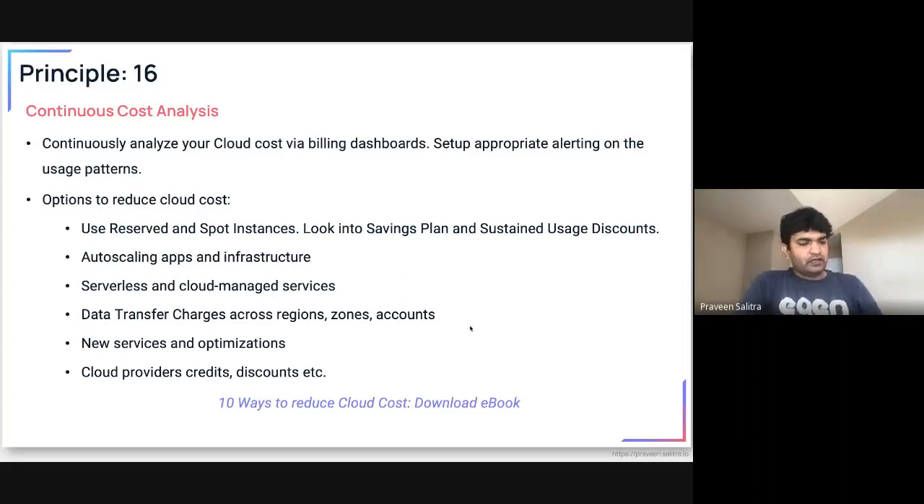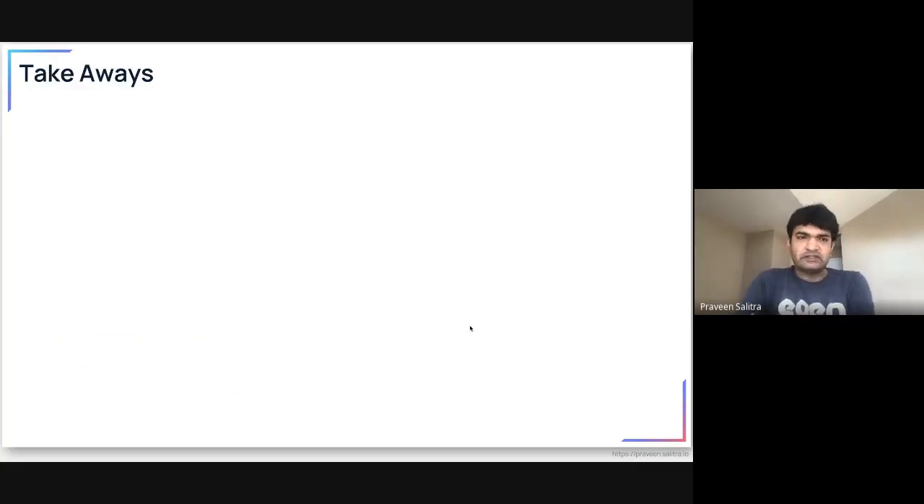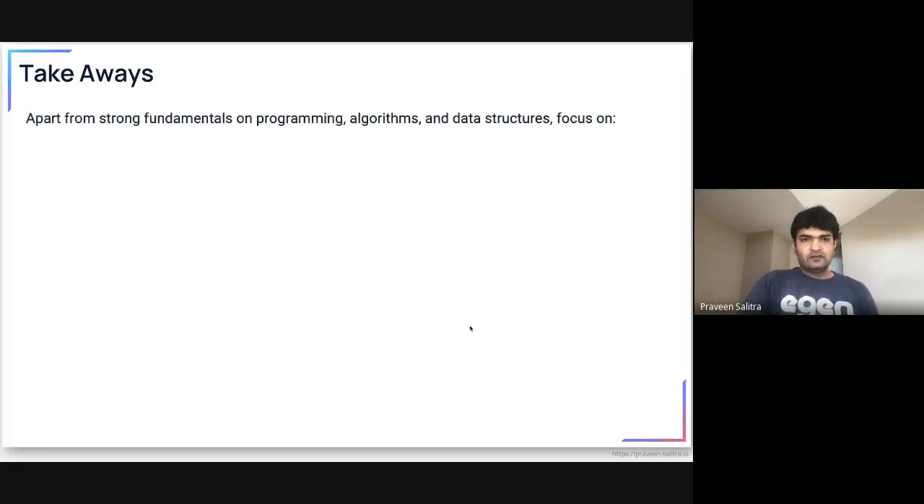So we are at the 1 hour mark right now. Let's talk about the takeaways, because we are done with our 16 core principles for cloud native engineering. From a developer's perspective, you would be like, I'm a grad student right now. What should I focus on? Because I covered a lot of things there, right? There were many icons on the side.